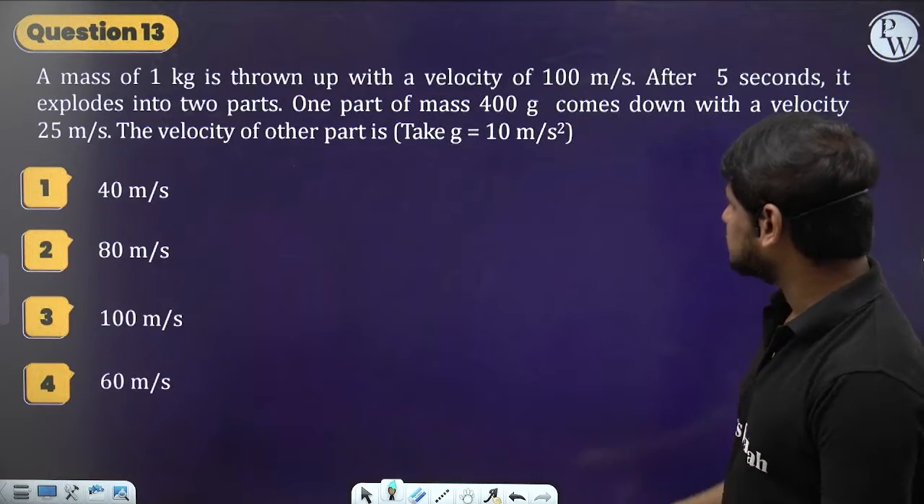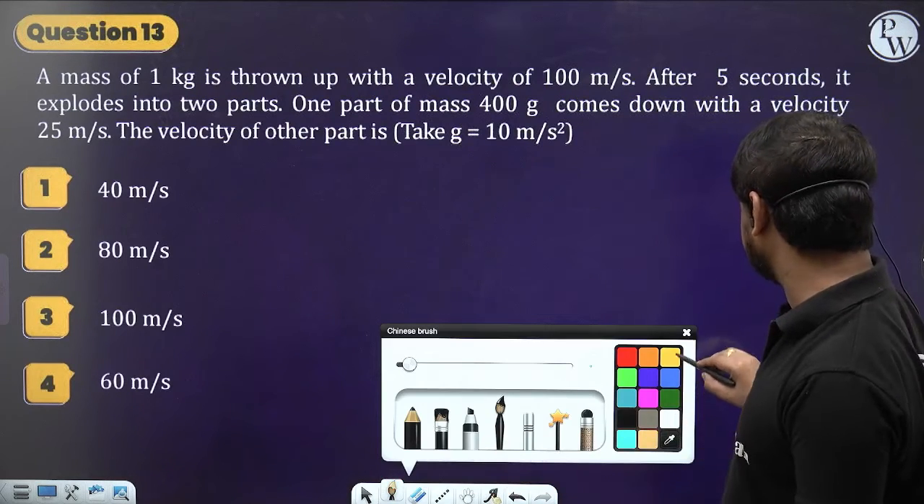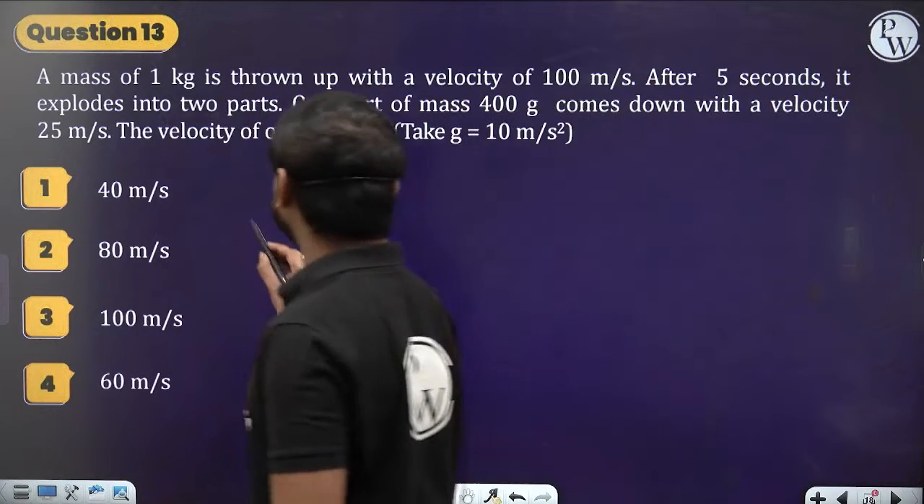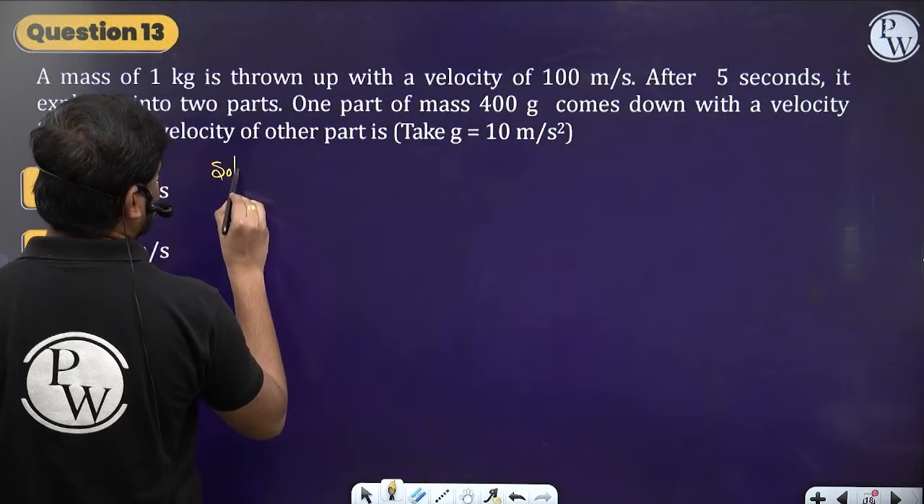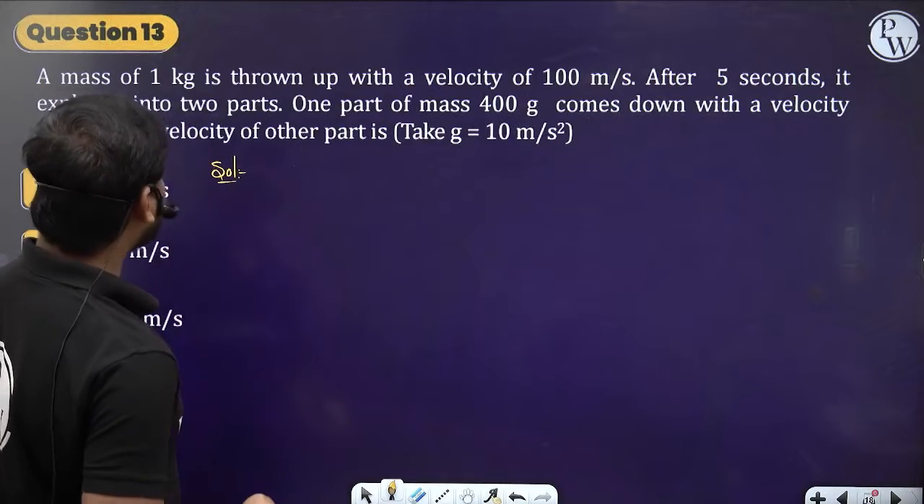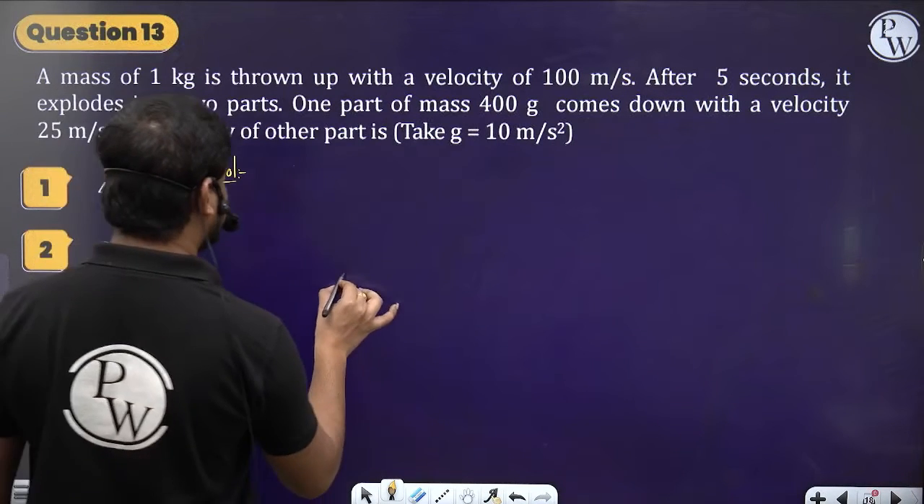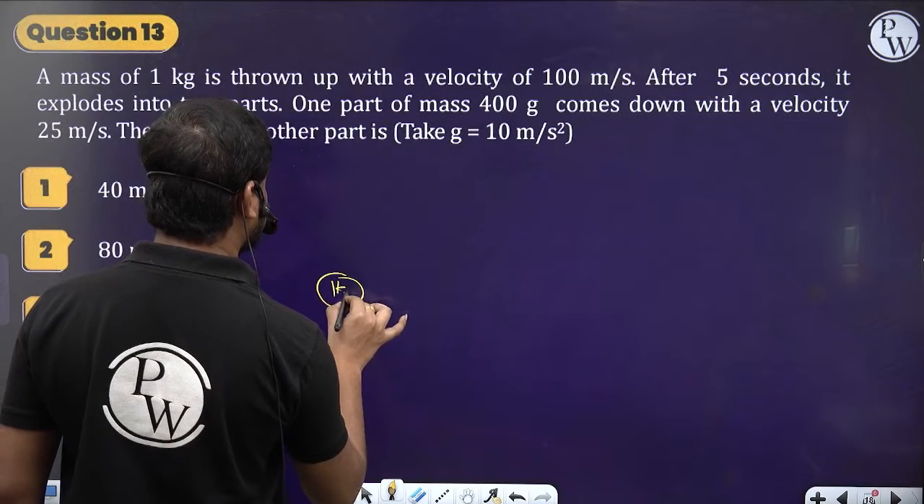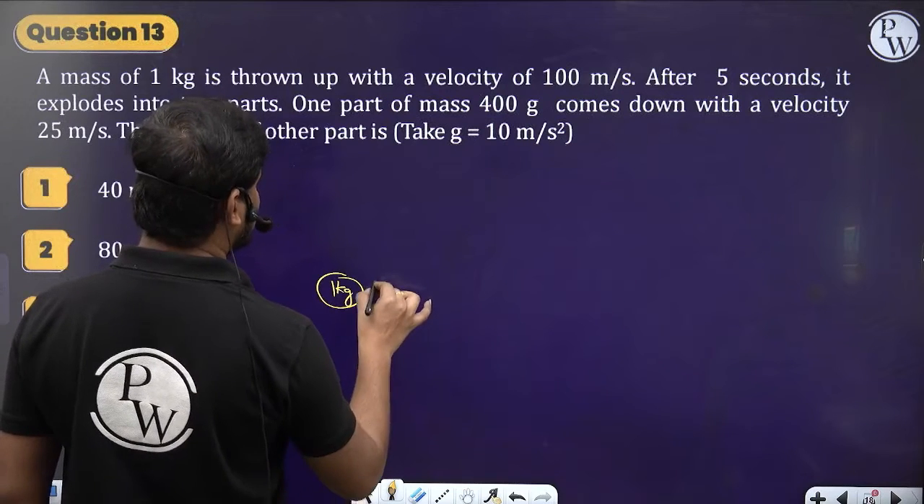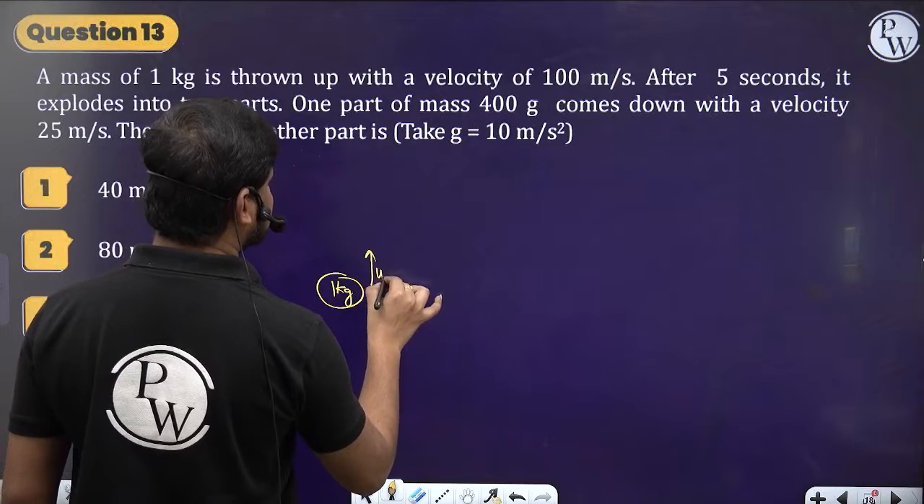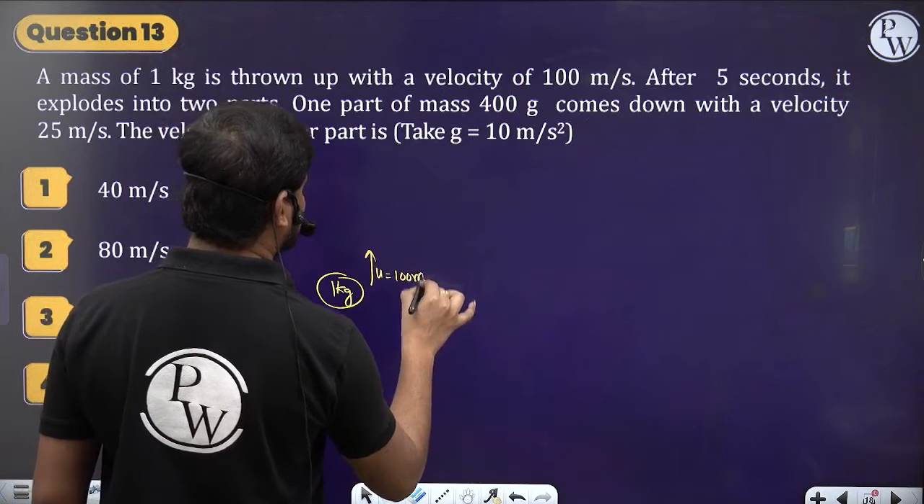So let's go for the next question. So what does the question say? A mass of 1 kg is thrown up with a velocity of 100 meter per second. So this is a mass of 1 kg. It is thrown up with 100 meter per second. So its initial velocity is 100 meter per second, thrown up with 100 meter per second.